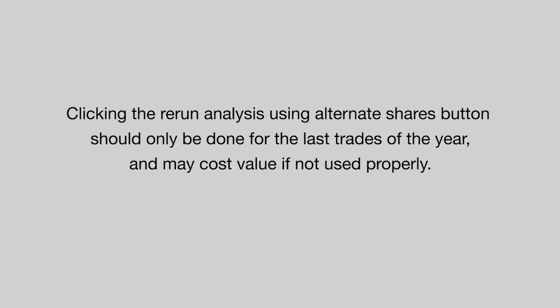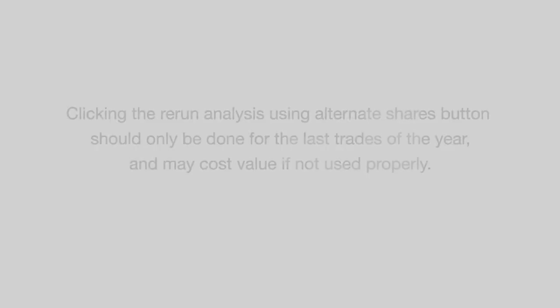Clicking the Rerun Analysis Using Alternate Shares button on the results screen should only be done at the very end of the year for an investor's last trades of the year, and should be used with caution, as an investor doesn't want to be in a position where they sold a short-term gain believing there are long-term losses available for harvesting, and then utilize the long-term losses against an additional sale of a long-term gain, thereby exposing the investor to having sold a short-term gain, thinking no short-term taxes would be due, only to discover that the long-term losses were subsequently used to harvest long-term gains.